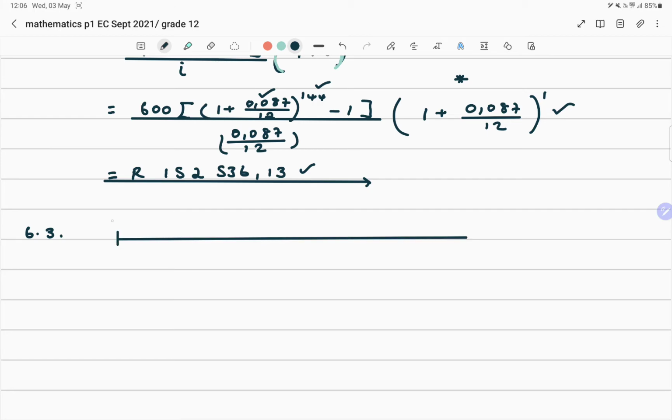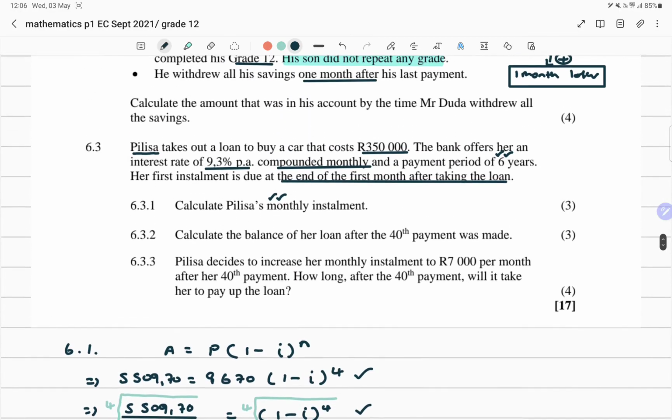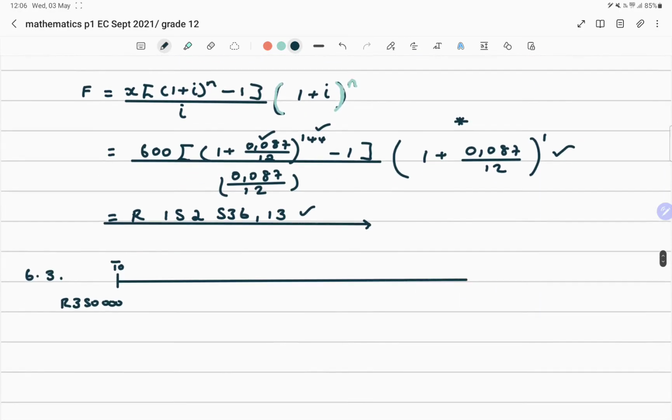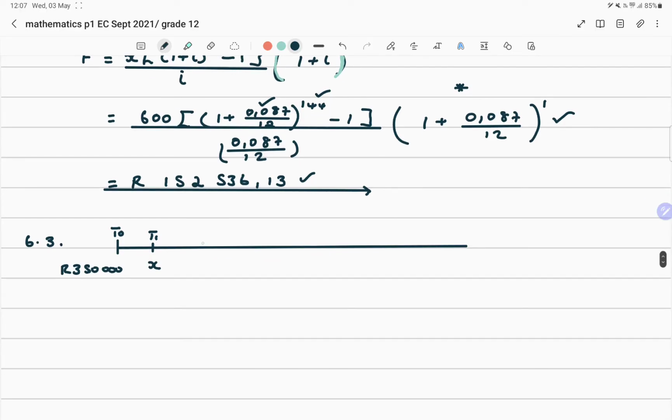But what is different about this timeline? At T0, we took out 350 scodos, right? That's what we borrowed from the bank. And then by the end of the first month, which is T1, we were paying some X amount, okay? And then we continued to pay some X amount. And we continued to pay some X amount.